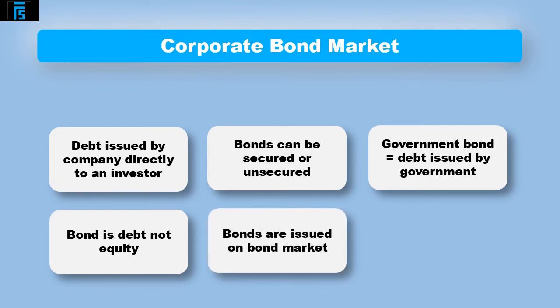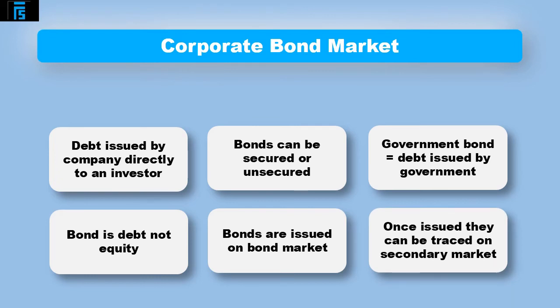Corporate and government bonds are issued on a specific market, the bond market. This is a primary financial market where companies and governments can issue the new debt. Once issued, they can be traded on a secondary market like the stock exchange.